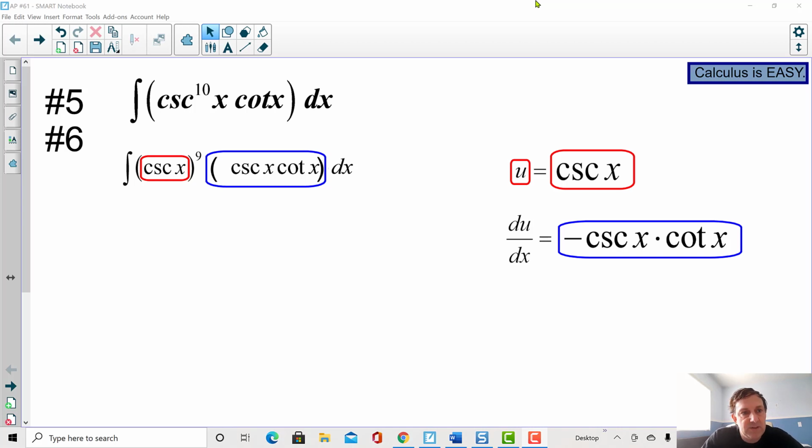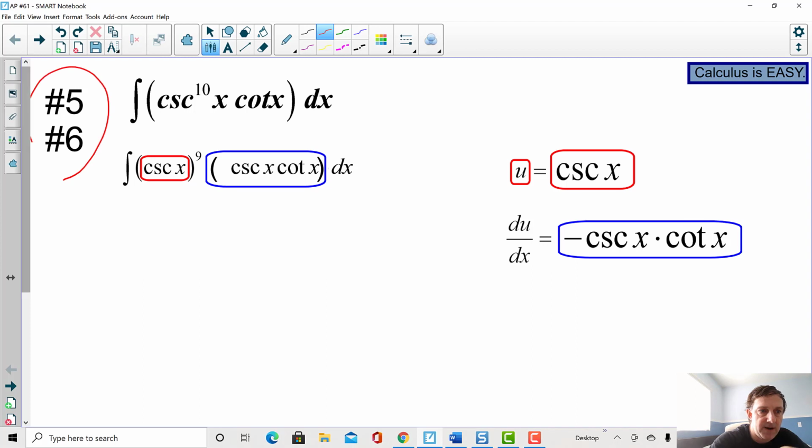Okay, now we're going to look at some examples that you might see on homework number 61. You'll see that we wrote number 5 and number 6. So this kind of question goes with those homework questions, question number 5 and question number 6.